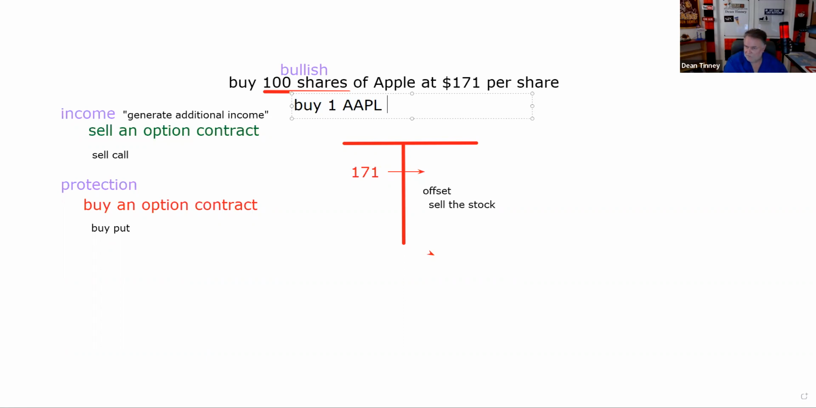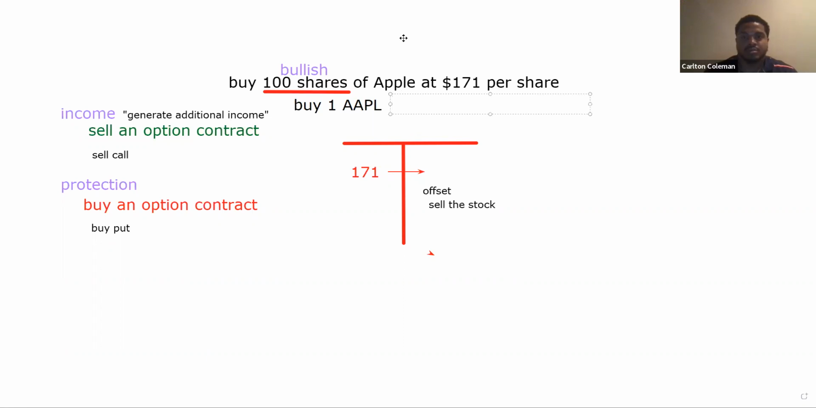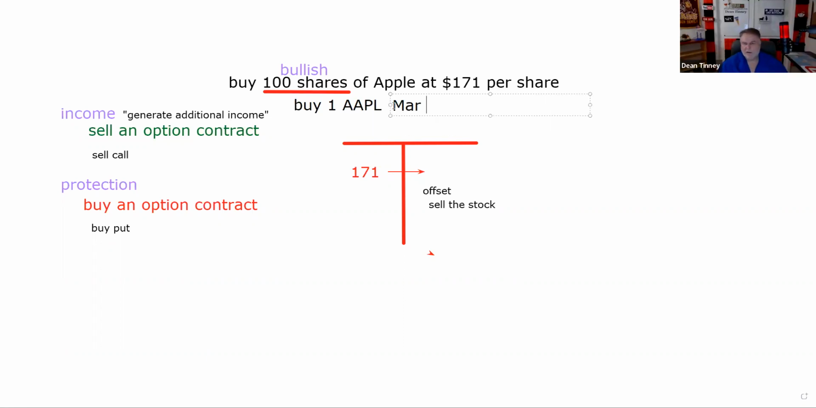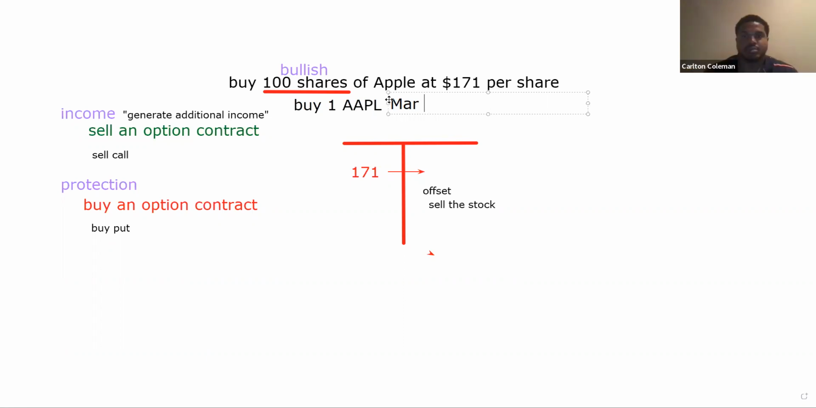Now we've got to decide how long we want the protection in place. The longer we want the protection in place, the more money we're going to have to pay. So let's say we go out to March. And now we've got to decide at what price we want to be able to sell. A choice to sell at a higher strike will give us greater protection, but it will also cost us more money.